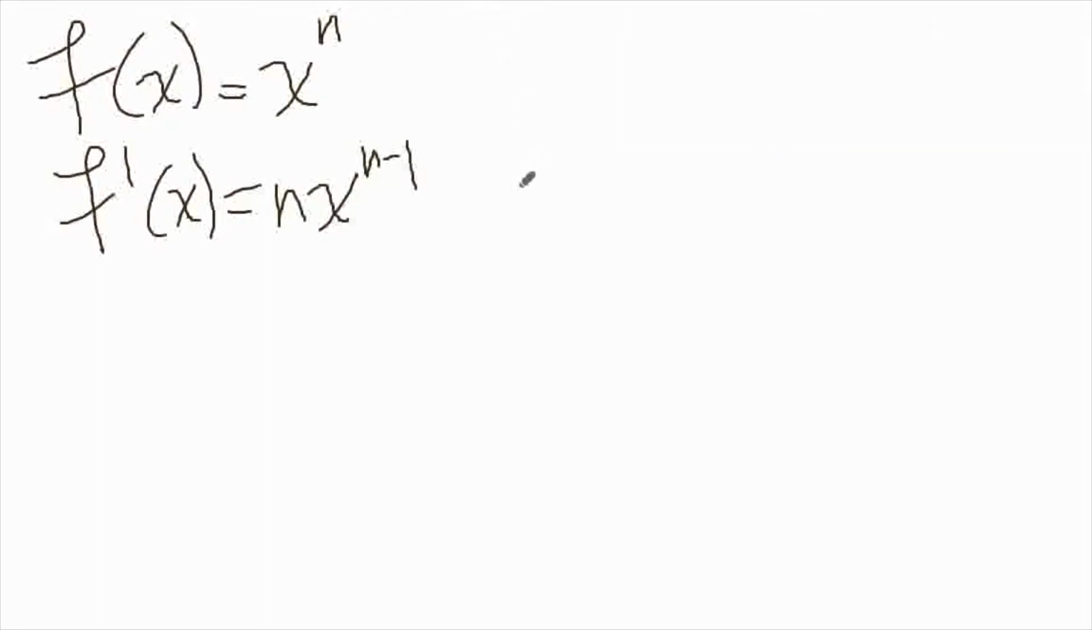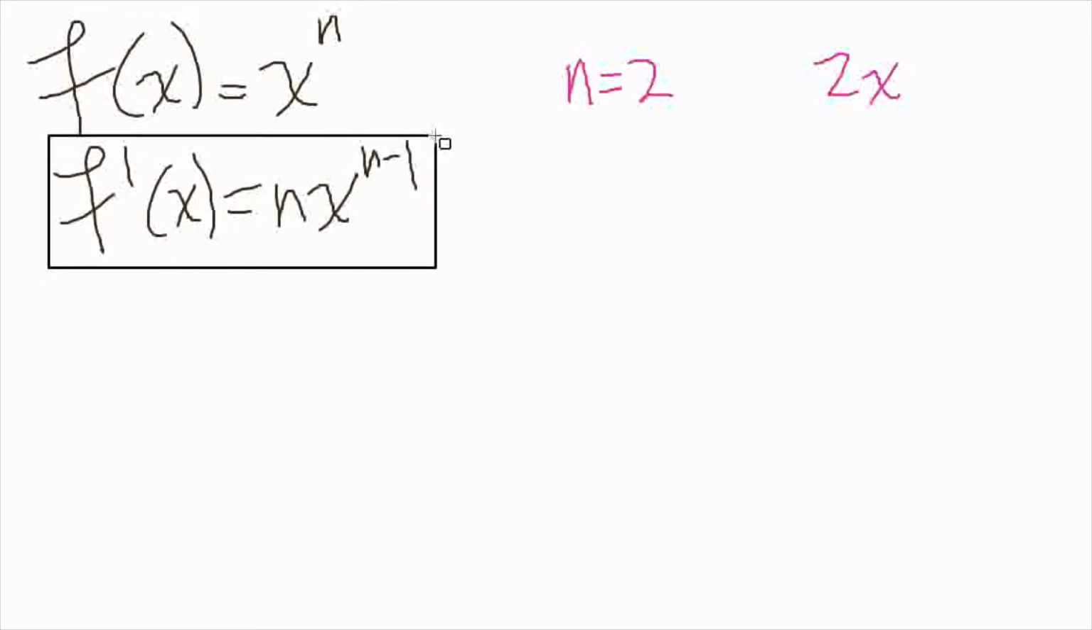Okay, now we've already seen some examples of that. You've already worked it out for n equal to 2, and n equal to 2 gave you the derivative of 2x. Plug in n equal to 2 into the derivative formula that I wrote right there, and you'll see that you get 2x when n is 2. The derivative formula in the box.